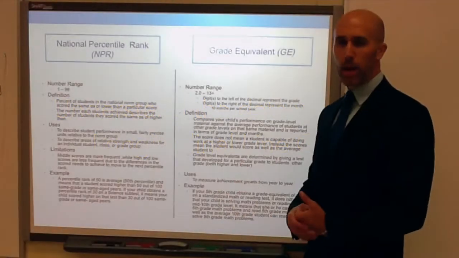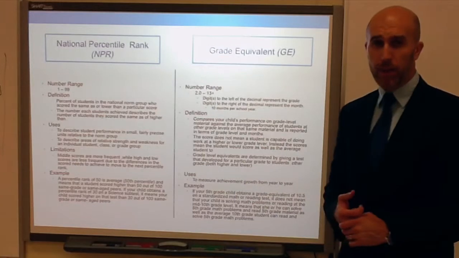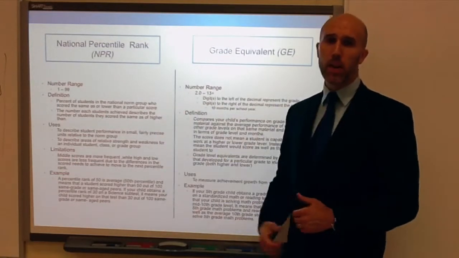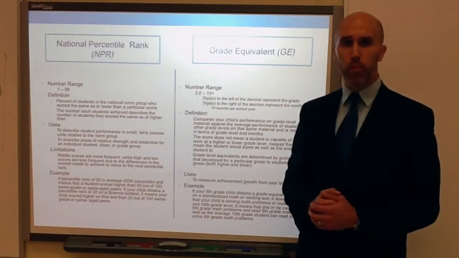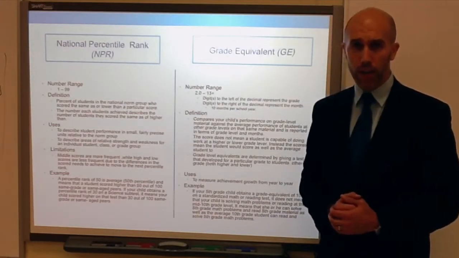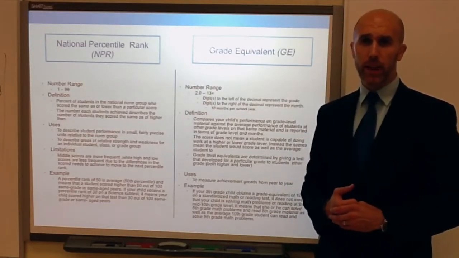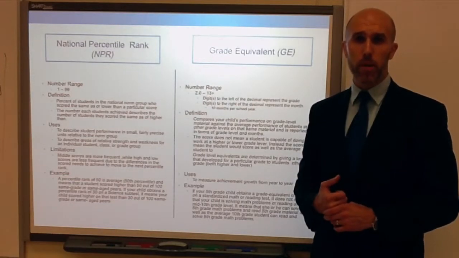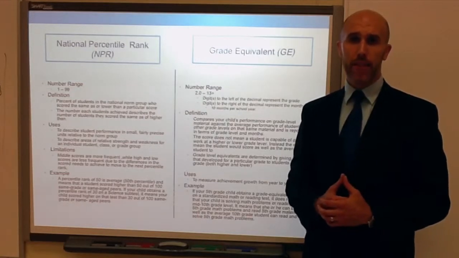So to help you to be able to interpret the longitudinal line graph, let's take a look at 2 different data points that we've included for your interpretation purposes. The first is NPR, National Percentile Rank. We talked about it in video 3, but a brief review is that it's a range from 1 all the way up to 99, and it's a comparative score, meaning that it's a score that compares your son or daughter's achievement or measurement against all the other students who took the same test at the same time.